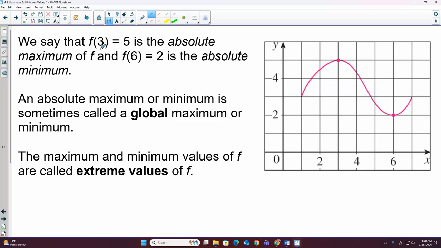Terminology, we can say f of 3 equals 5 is the absolute max. That just means when the x is 3, the y is 5. f of 6 equals negative 2 is the absolute min on this graph. In other words, sometimes instead of absolute, you might hear global max or min. It means the same thing. If I just ask you to find extreme values, that's just maximums and minimums. So extreme values are everything together, maxes and mins. Tell me which is which.